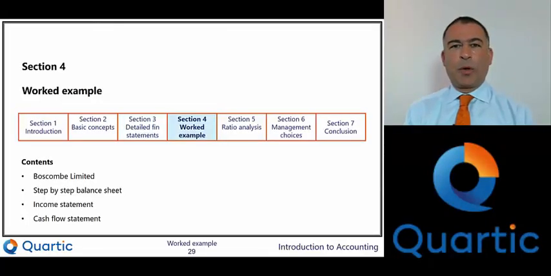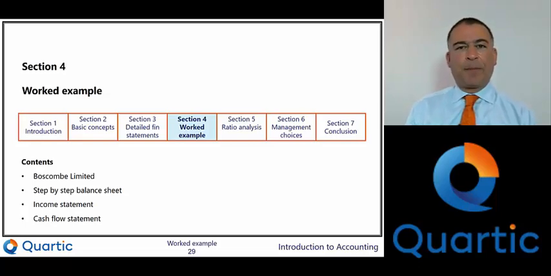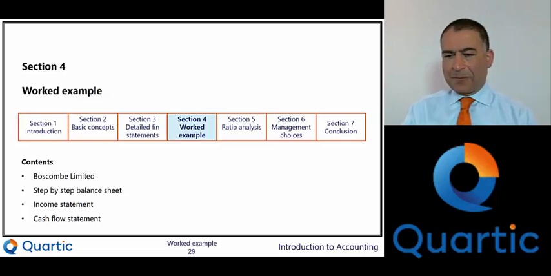In this section, we're going to do a full worked example. We've got a company called Boscombe Limited. They sell ice creams, and we're going to see what transactions they do and how those transactions fit primarily into the balance sheet, but then we will look at the income statement and cash flow statement as well. By the end of this section, hopefully we will have built up an understanding of the links between the three statements, and you'll see at the end that they do all tie together.